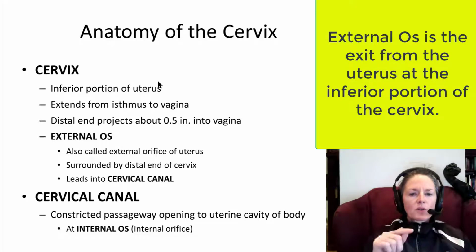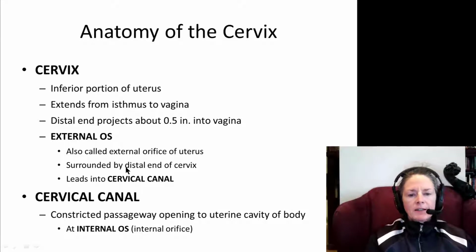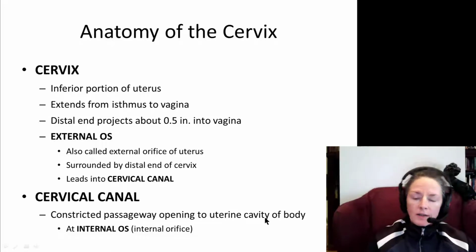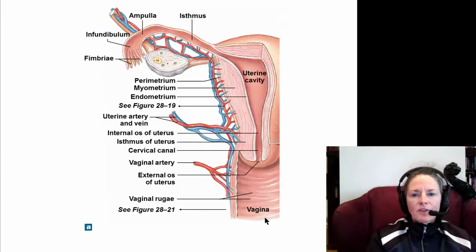Then we also have an internal os inside that we'll look at in the pictures in just a second. And then we will see the cervical canal, which is basically the passageway that's going to lead from the uterine cavity of the body into the vagina, and the internal os is the part inside. It's much easier to see it in a picture.